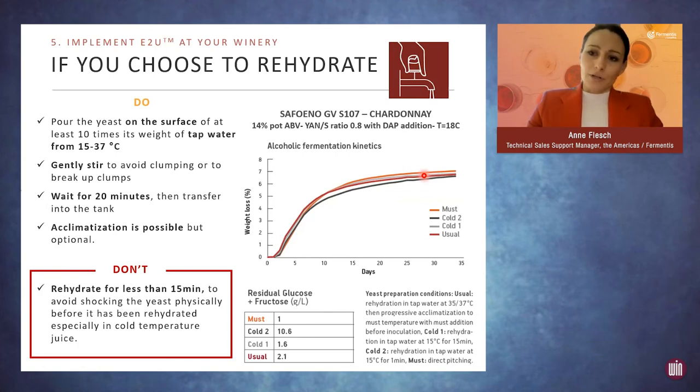So really, this is the recommendation. Either you choose a rehydration and you really do it for at least 15 minutes, or you don't, but that's pretty much it. So if you do choose to rehydrate, our recommendations are the same as in the past: the yeast in 10 times its weight of tap water, 15 to 37 Celsius. It's really flexible with our strain. Gently stir to avoid clumps. Wait for 20 minutes and then transfer into the tank, or do an acclimatization if possible.